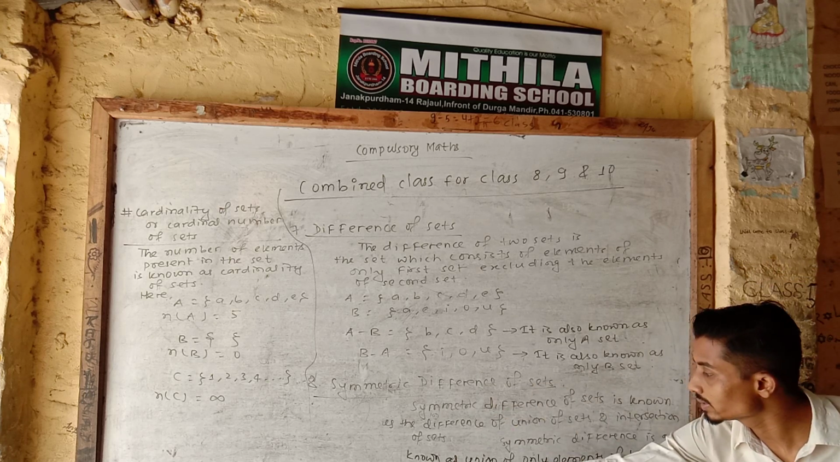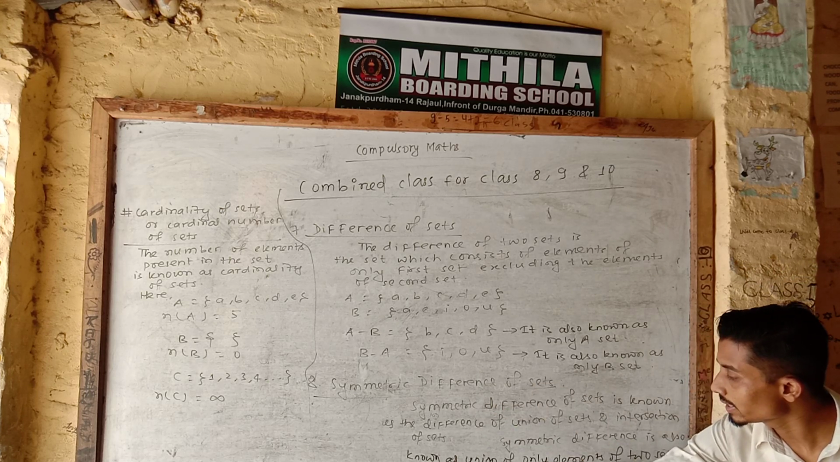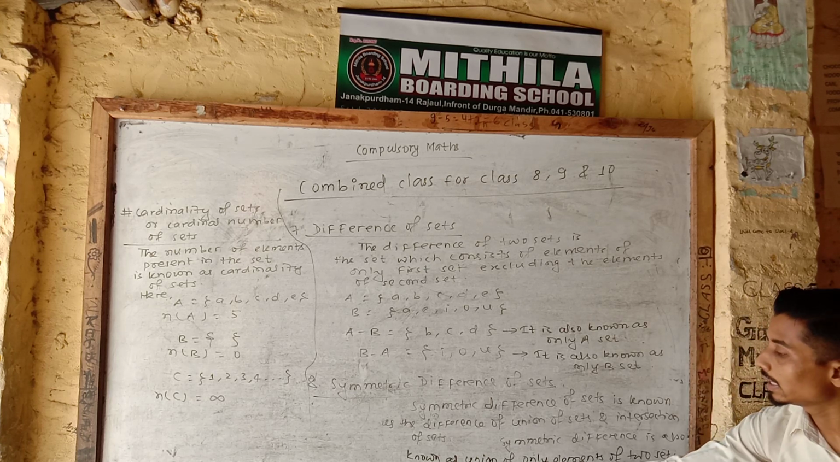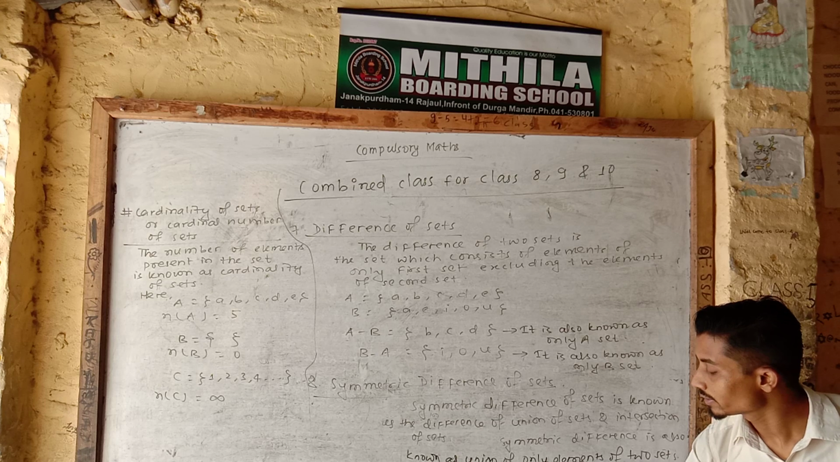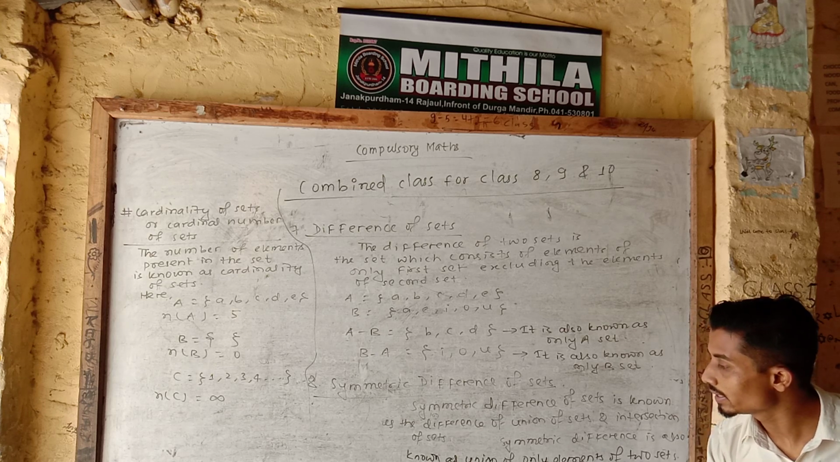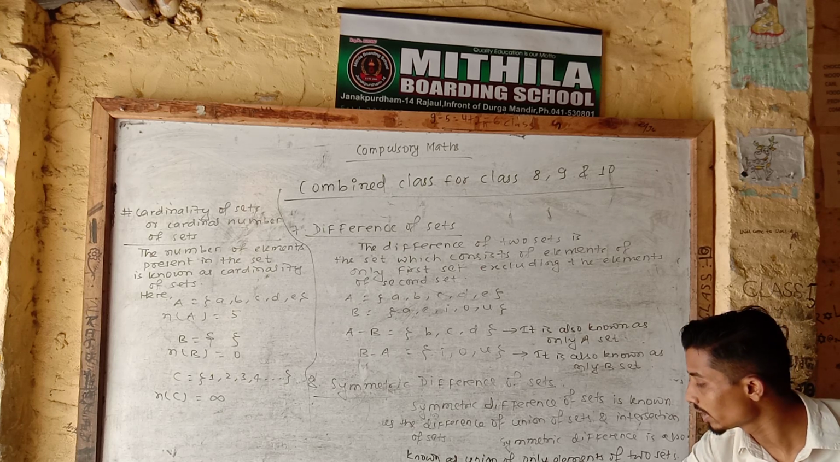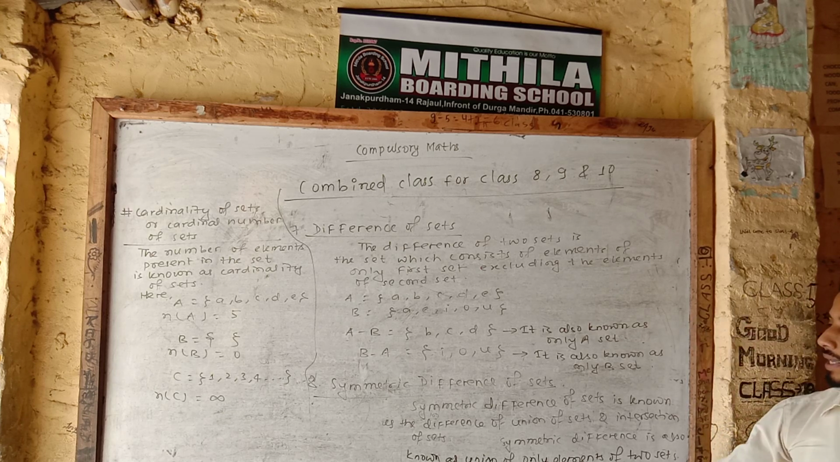For example, A is {A, B, C, D, E} and B is {A, E, I, O, U}. The union will be A, B, C, D, E, I, O, U, all elements of A and B. The intersection is A and E, only the common elements of A and B. If we subtract this intersection from the union, whatever elements we get are termed the symmetric difference of sets.